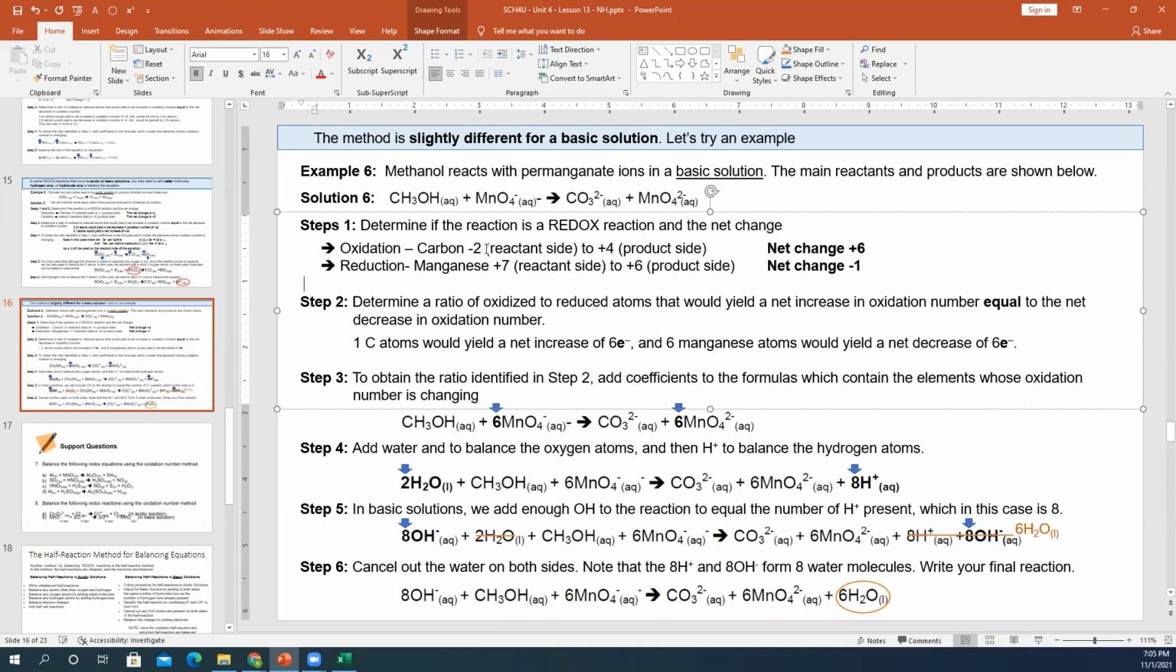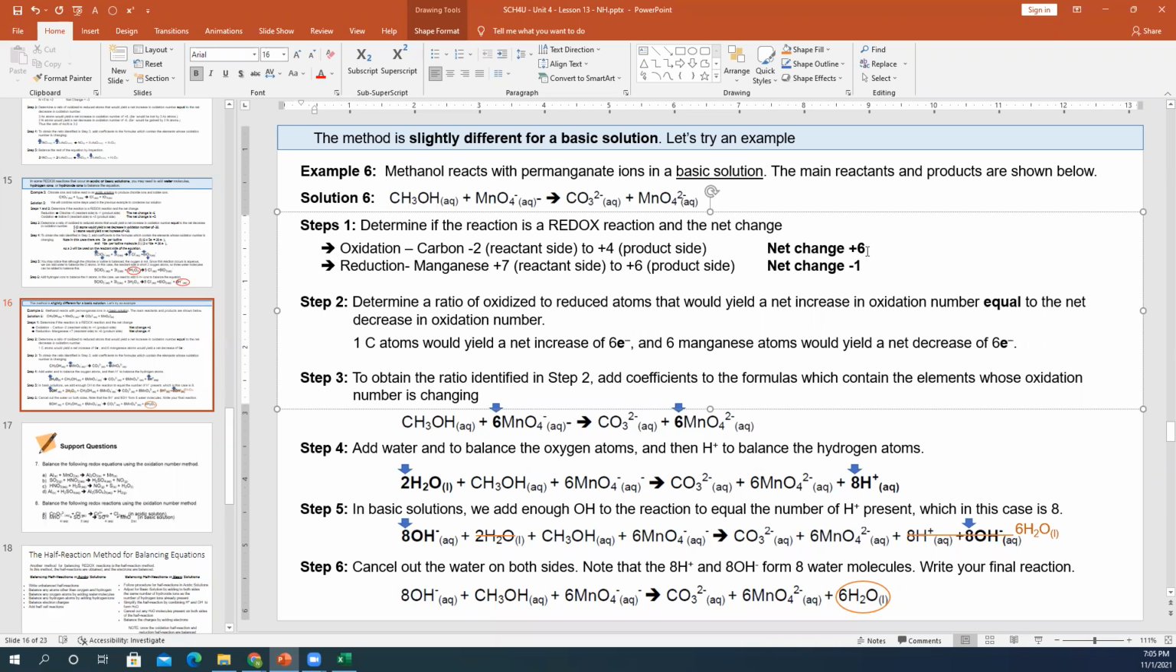So the net change going from a -2 number to a +4 number is, of course, plus 6. You have to add 6 to minus 2 to arrive at plus 4. And to arrive from plus 7 to plus 6, you have to subtract 1. The net change is minus 1. So we figure out what would be the net change here, what would be the net change there. Then, because there is a net change in the oxidation numbers, this is a redox reaction.